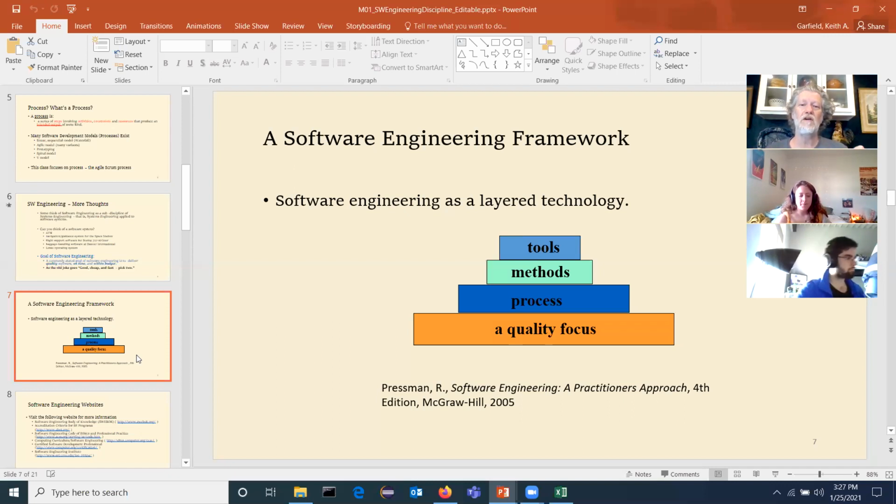The specific methods, this is kind of fuzzy, right? The specific methods are the smaller steps that you take to implement the process, and then tools. So what's the difference, say, between a method and a tool? What might a tool be in software engineering? I guess like your IDE.